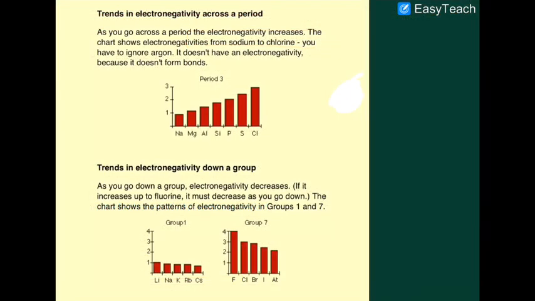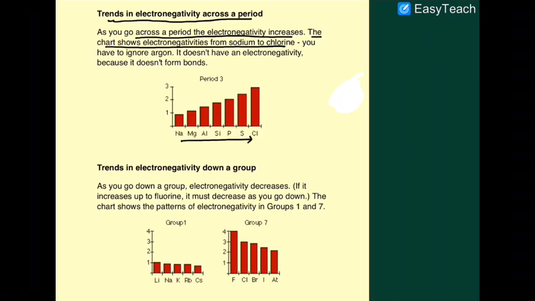Now coming back to the next stage, what is the trend of electronegativity across the period? As we move across a period, the electronegativity increases. The chart shows electronegativity increasing from sodium to chlorine. You can see that here. There is a gradual increase in electronegativity.